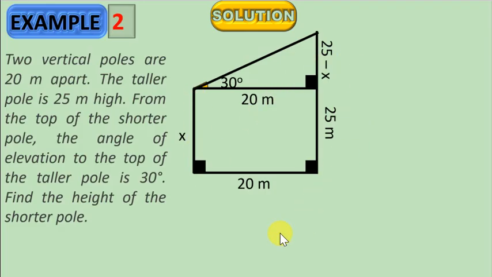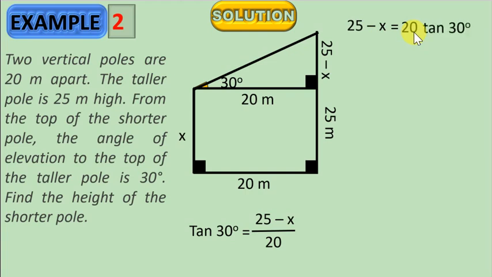Now using the information above, we can start solving the problem. Tan 30 degrees will be equal to 25 minus X, divided by their distance apart, 20 meters. So we place that 20 meters there. Then we go further to simplify. Make 25 minus X the subject. So 25 minus X will be equal to 20 multiplied by tan 30 degrees.